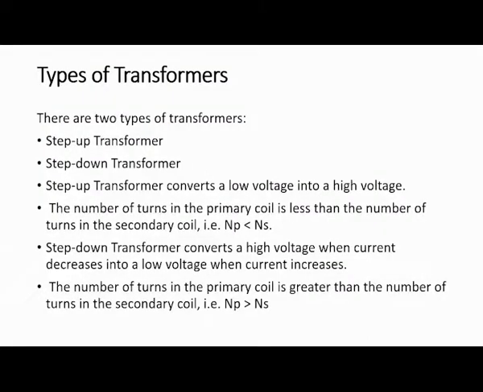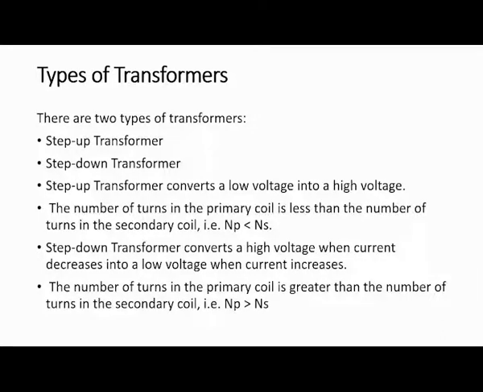Then electromagnetic induction is applicable in the transformer. We have two types of transformer, step up and step down transformer. The student should also be able to state whether this is a step up transformer or a step down transformer, given the diagram or given the information. Therefore, a step up transformer converts low voltage into high voltage. Therefore, the number of turns on the primary coil is always less than the number of turns on the secondary coil for a step up transformer.